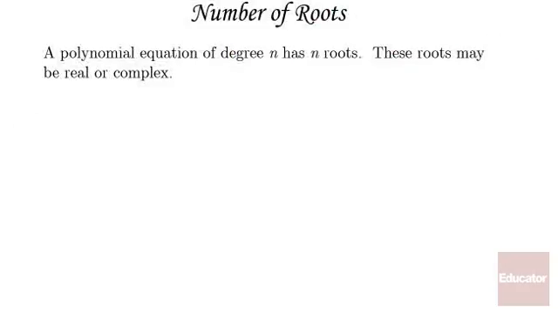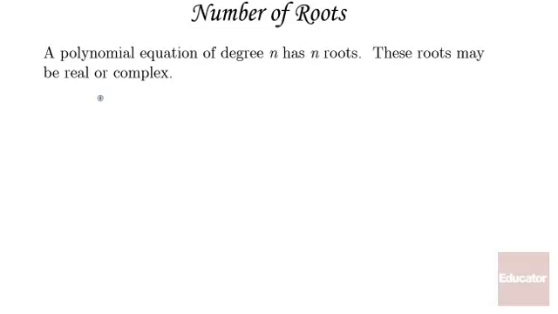Okay, the number of roots can be determined by looking at the degree of the polynomial equation, because a polynomial equation of degree n has n roots. So this tells you only the number of roots. It doesn't tell you about the nature of the roots. The roots may be real or complex.